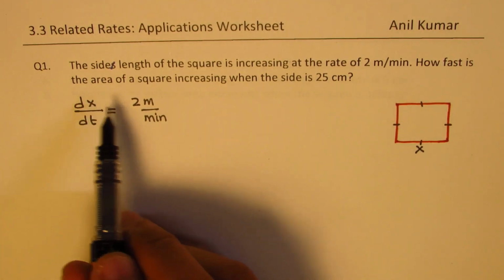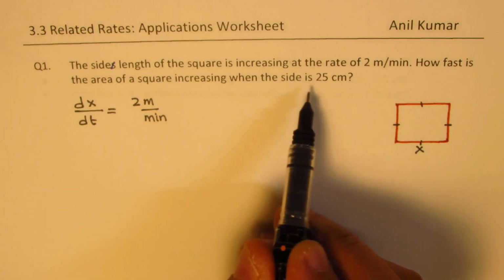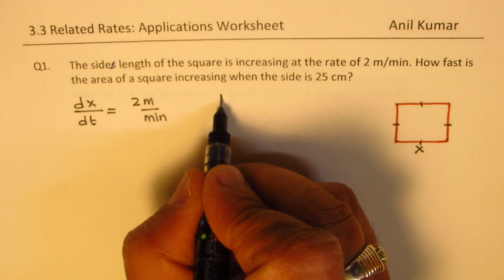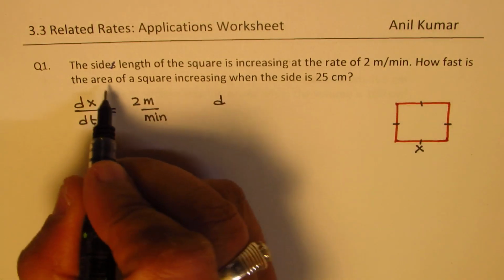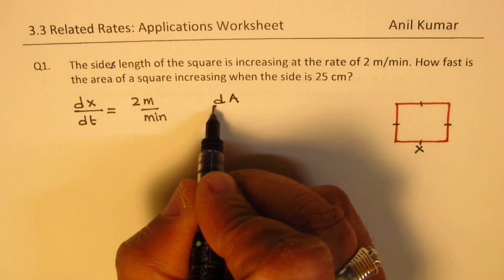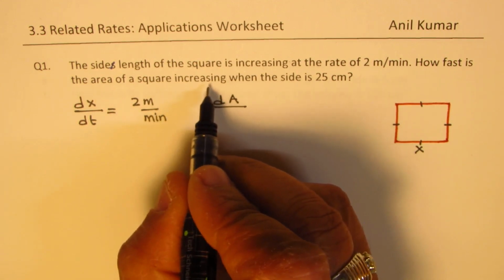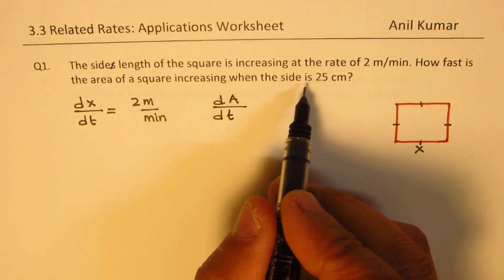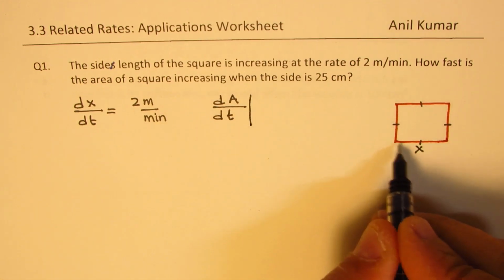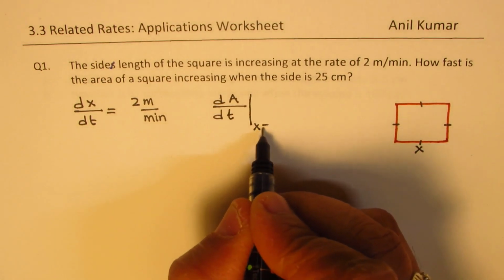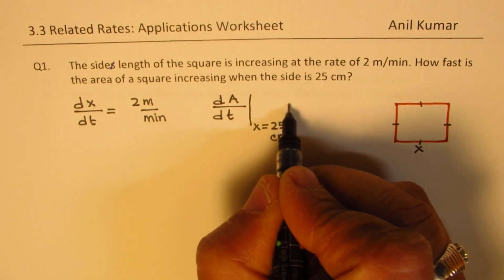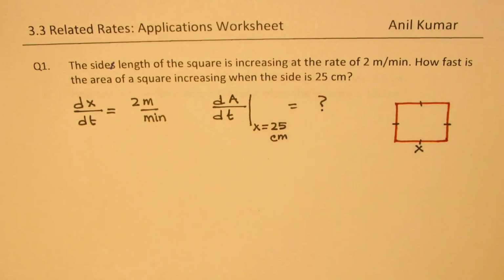How fast is the area of the square increasing when the side is 25 centimeters? So we basically want to find how fast the area is changing. So let A be the area. When we say increasing, that means with respect to time. When the side x is equal to 25, and see the units are centimeters. This is what we need to figure out. Is that clear to you?